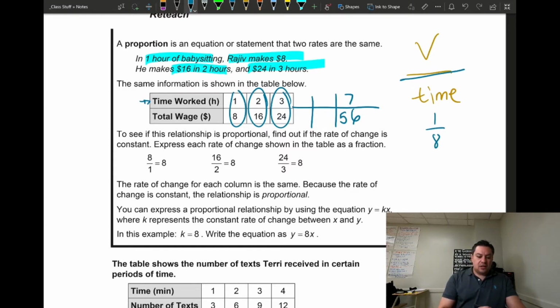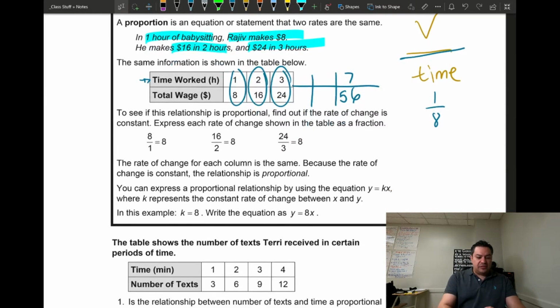Okay, now, it says to see if the relationship is proportional, and this is something that we have talked about, and I was going to show you right here, but they have it over here for us. We're going to find the constant rate of change. Okay, how do we do that? Well, we're just going to write it as a fraction. In this case, they flipped them for us. That's okay. So instead of having 1/8, we have 8 over 1. When you divide, you get 8.